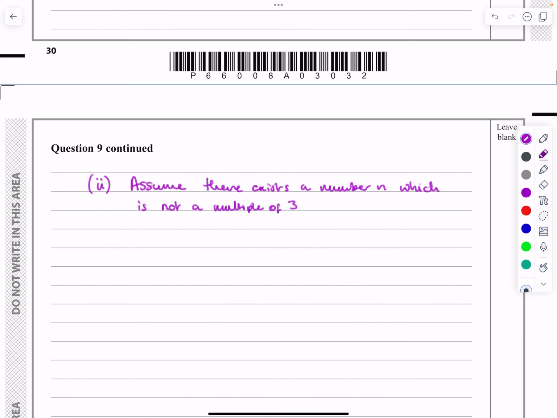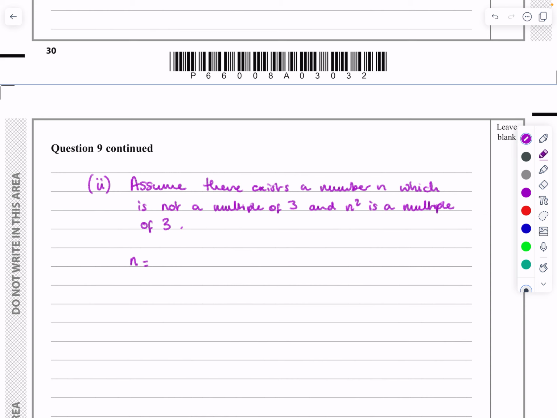If I do have that situation, I'm going to say n squared is a multiple of 3. I'm going to make that assumption and then try and prove it, and it won't work when I try to prove it. So if n is not a multiple of 3, n can be what?